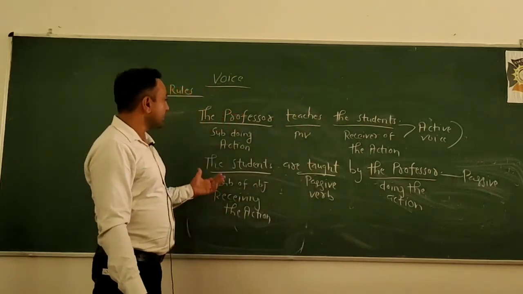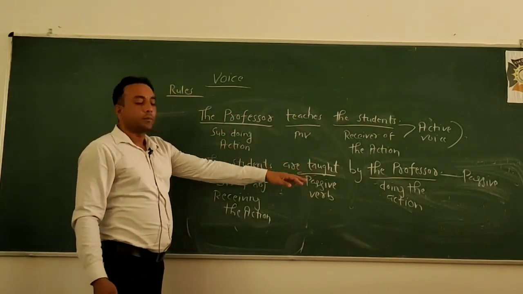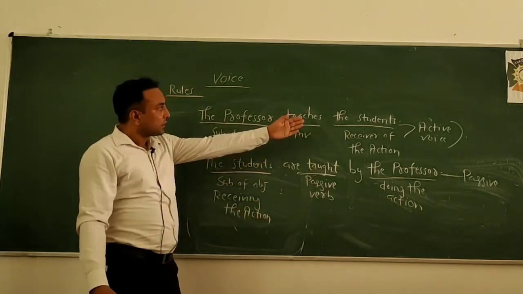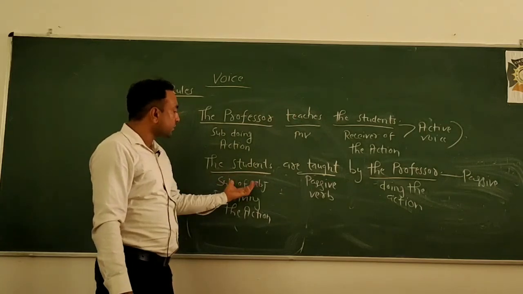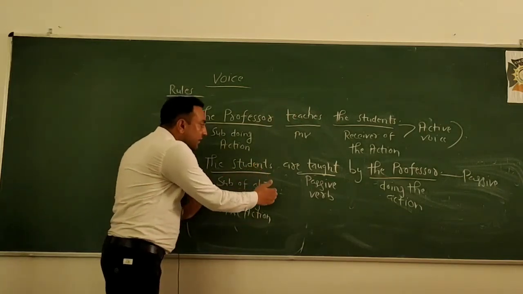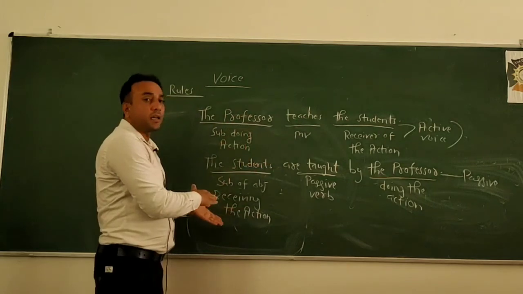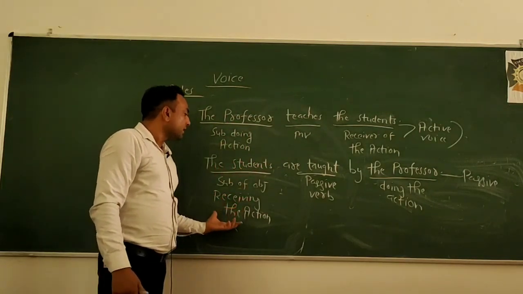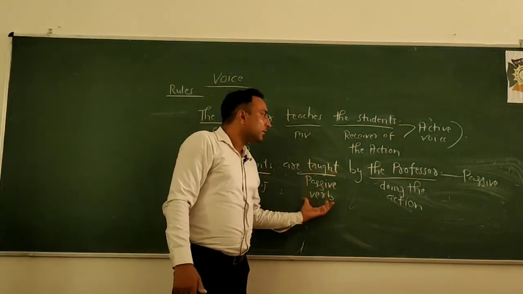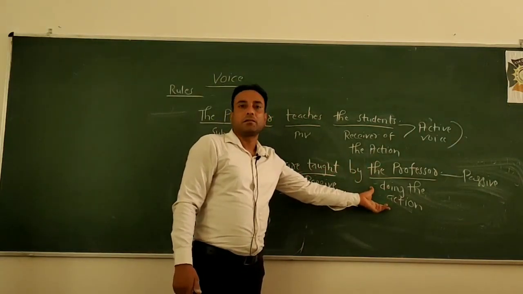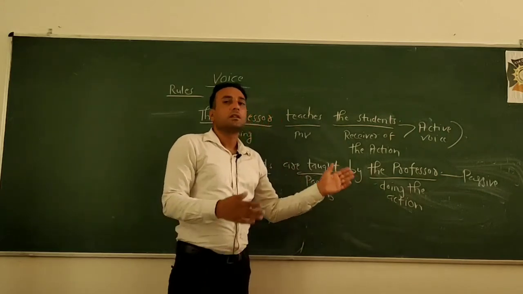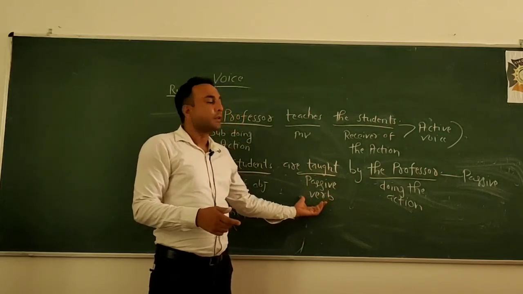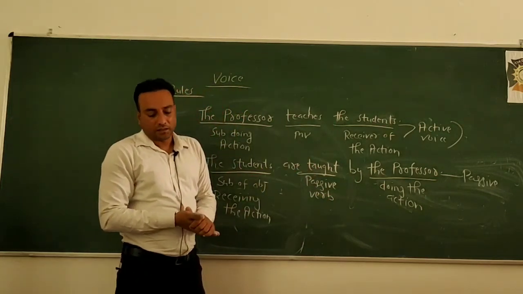And the second is passive voice. The students are taught by the professor. Now the students become the subject of the object. They are still receiving the action of teaching done by the professor, but now they are the subject receiving the action. This is the passive verb, and the professor is doing the action. Because the passive verb, the third form, is given, you will come to know that the sentence is in passive voice.